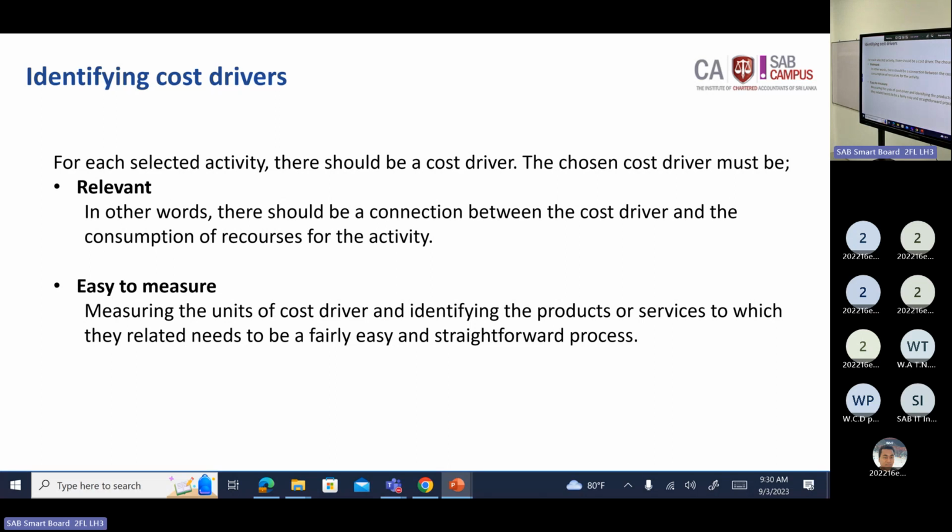For each selected activity, there should be a cost driver. Choosing cost driver must be relevant. Obviously, when we select a cost driver for an activity, that driver must be relevant to the activity. There should be a connection between cost driver and the consumption of resources.